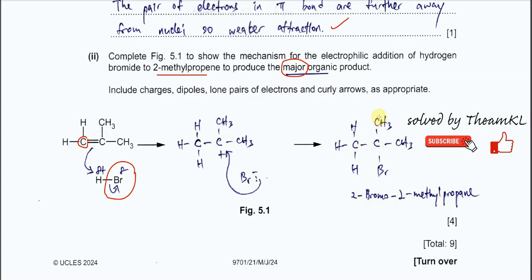Let's say this is the main chain. This is the main chain, propane. So this is second carbon. Second carbon has bromine and methyl. So therefore the name is 2-bromo-2-methylpropane. Okay, that's all.